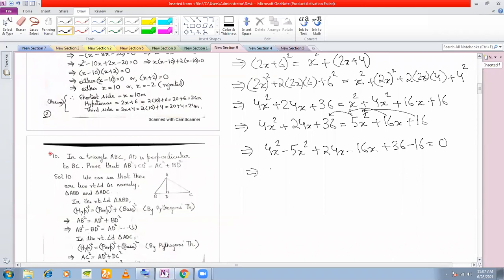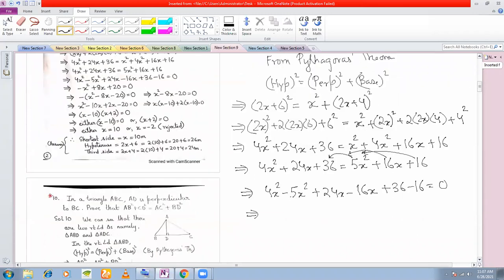That means here you are getting minus x square plus 8x plus 20 is equal to 0. Now, because my x square contains a negative term, you can factorize it as it is, no problem. Or what you can also do is take minus common.